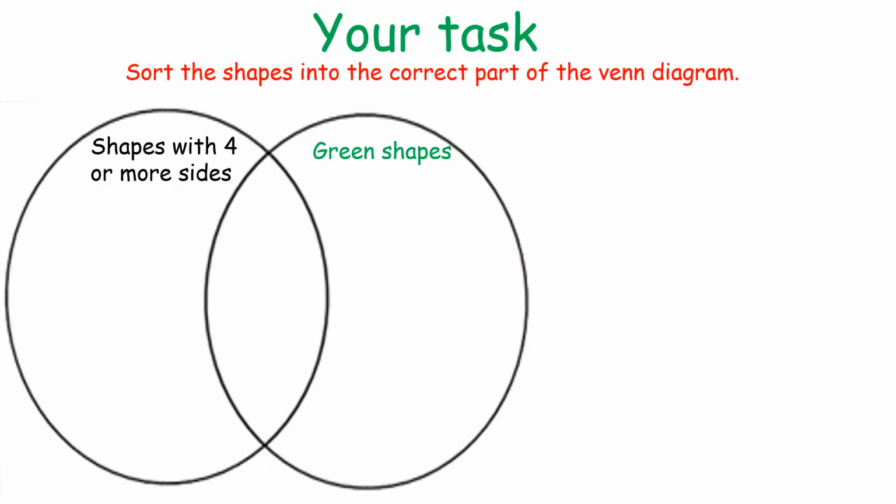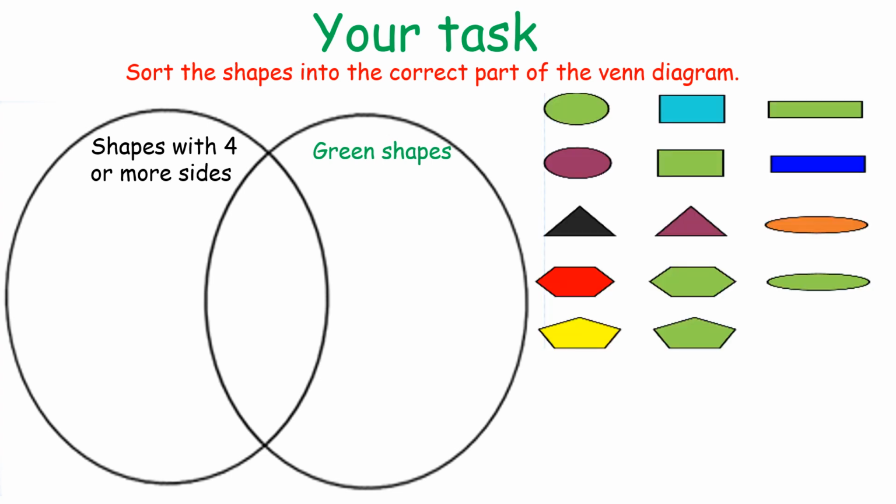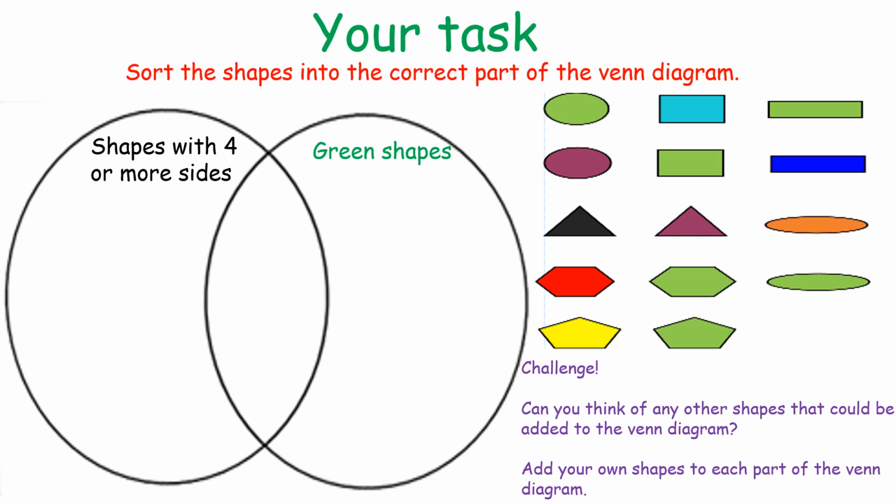So your task for today, Year 2, is I'd like you to sort the shapes into the correct part of the Venn diagram. Now your categories in your Venn diagram today will say shapes with 4 or more sides and green shapes. Here are the shapes that I'd like you to sort in. So have a think, which category do they belong under? And will some of those shapes fall under both categories? Will some of those shapes fall under none of the categories? And your challenge is, can you think of any other shapes that could be added to the Venn diagram? Add your own shapes to each part of the Venn diagram.